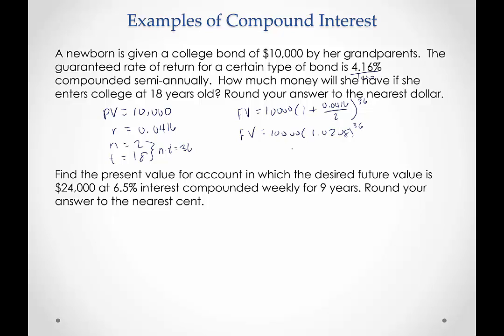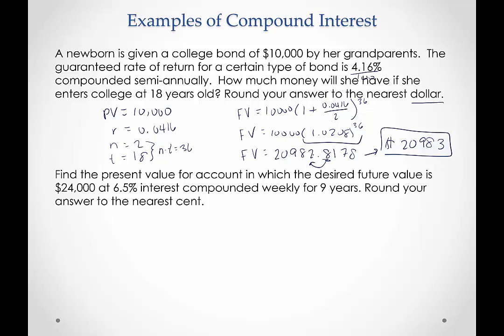And then when we calculate this, when I raise this to the power of 36 and multiply it by 10,000, I end up with 20,982 point, and I get 8178. This says round to the nearest dollar, so we're going to say that her account will have $20,983, right? Because this 8 tells the 2 to bump up.